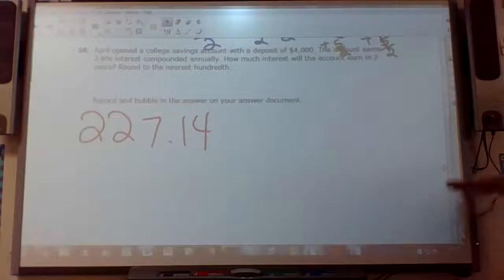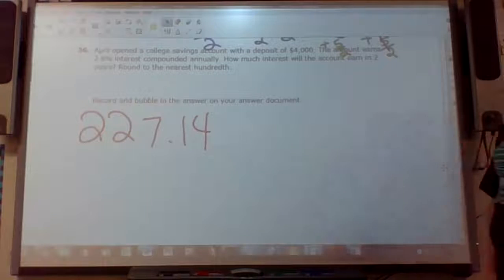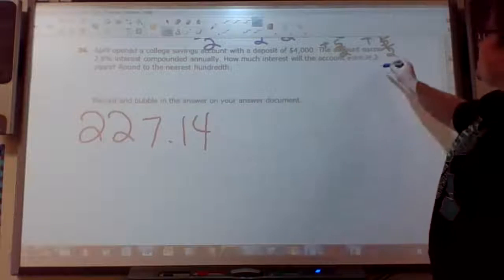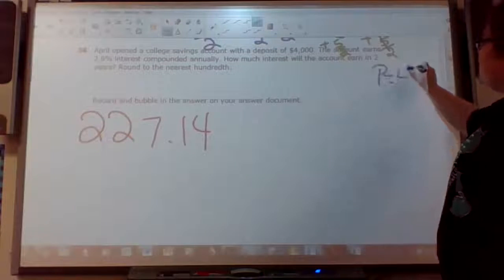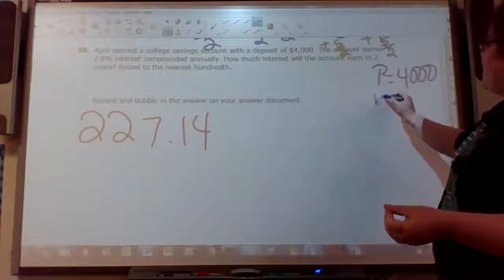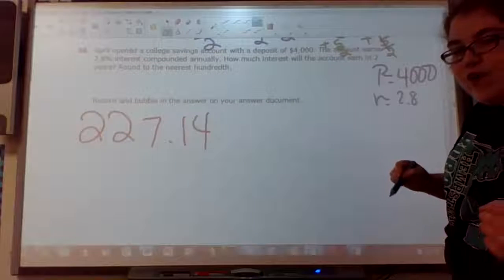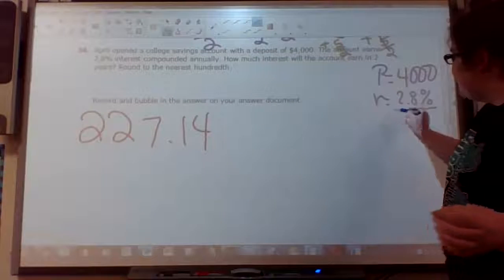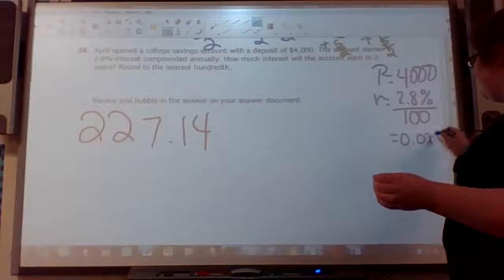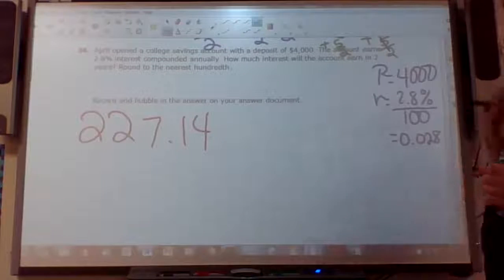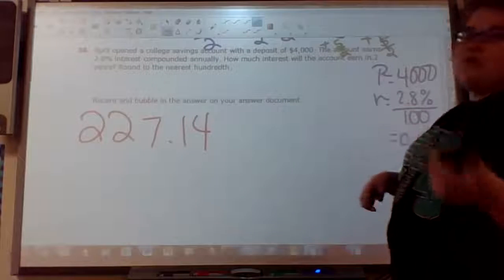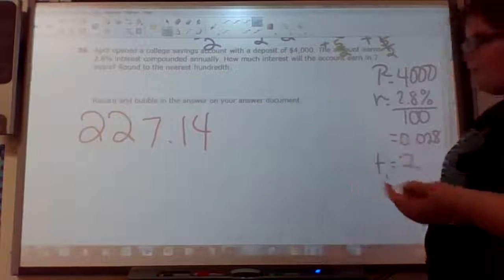36. Yay, compound interest. You have a deposit of $4,000. So April opened a college savings with a deposit of $4,000. When you deposit, what you start with is your principal, $4,000. You earn 2.8% interest. That is your rate, 2.8. However, it's percent, so you have to divide by 100 to get your decimal. So your decimal is 28 thousandths. And then you want to compound the interest in 2 years. So my time is 2.